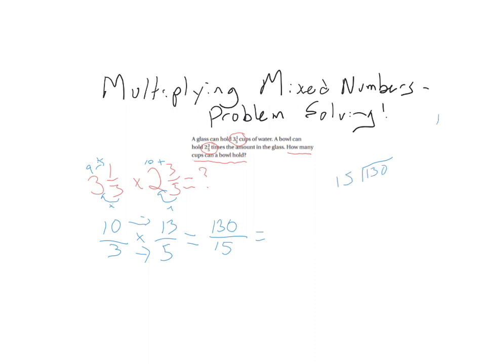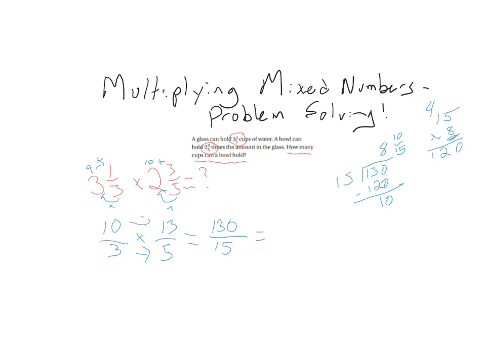So I'm just going to try 15 times 8 to see where that gets me, and that should get me relatively close here. So 15 times 8, 8 times 5 is 40. 8 times 1 is 8 plus 4 is 12. Okay, so 15 times 8 is 120. If I did 15 times 9, it would be 15 more than 15 times 8, so it would be 135, which would be too big. So I've got to stick with my 8. So 8 times 15 is 120. I could do my subtraction. I have 10 left over, and this becomes 8 and 10/15.